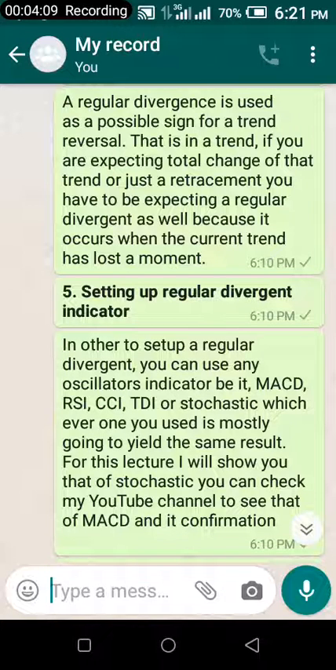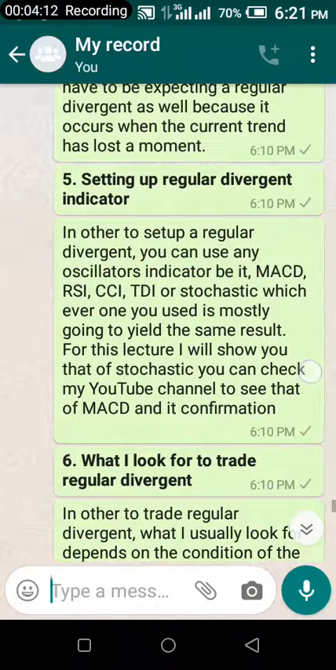Then setting up a regular divergence. In order to set up a regular divergence, you can use any oscillator indicator, be it MACD, RSI, CCI, TDI, or stochastic. So whichever one you use is mostly going to yield the same result. For this lecture, I will show you that of stochastic. You can check my YouTube channel to see, because I have used MACD as well as stochastic. I use a regular divergent of MACD, and I use stochastic for confirmation. I've done a video like that before.